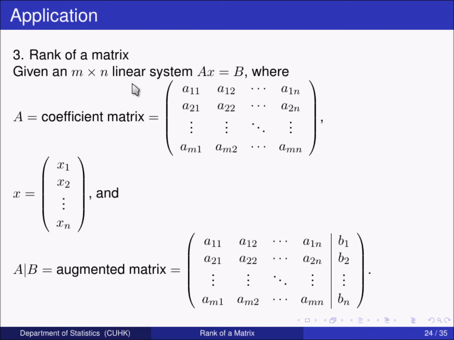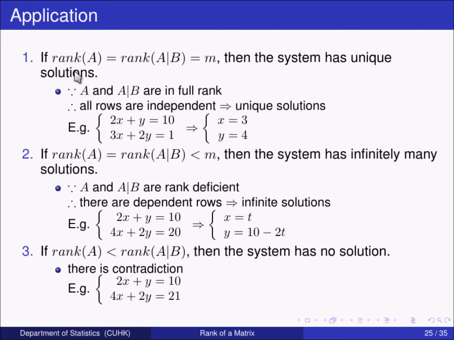Suppose we have an n by n system of linear equations Ax = b, where A is the coefficient matrix, x is the variable vector, and [A|b] is the augmented matrix. If the rank of A, the rank of [A|b], and the number of rows are equal, the two matrices are in full rank. This means all rows in the system are independent, so we have unique solutions.